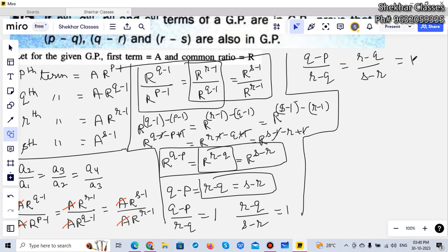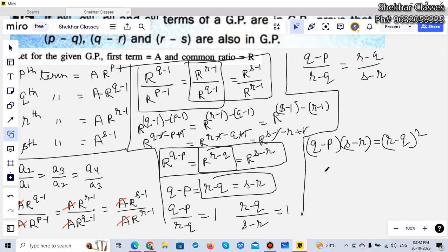Both are equal to 1, so I can put them together. If I further write it, this will multiply here, it will become q minus p times s minus r is equal to r minus q whole square.